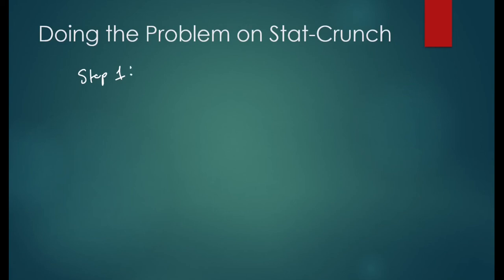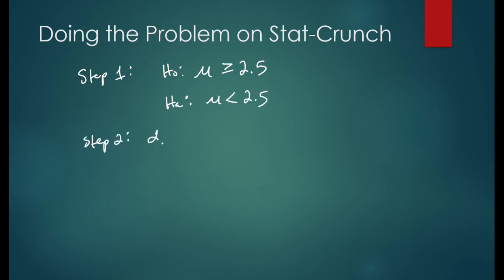Step 1. The null hypothesis is the mean is greater than or equal to 2.5. The alternative hypothesis, the mean is less than 2.5. In step 2, we'll just have to state alpha. Alpha was equal to 0.05. In step 3, we're going to use the t-statistic since our sample was less than 30, we only had 17 pennies.